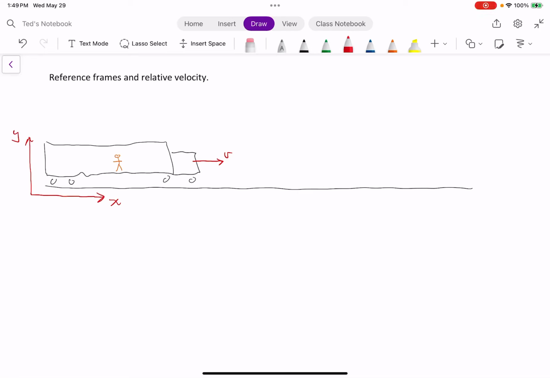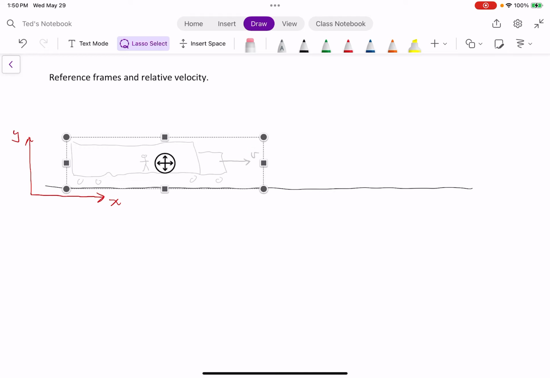All right, here we're talking about reference frames and the fact that velocity is relative. I want to first consider a coordinate system that is fixed to the Earth. And if we have this truck and it is moving with respect to the Earth, then the person standing in the truck is also moving with respect to the Earth.